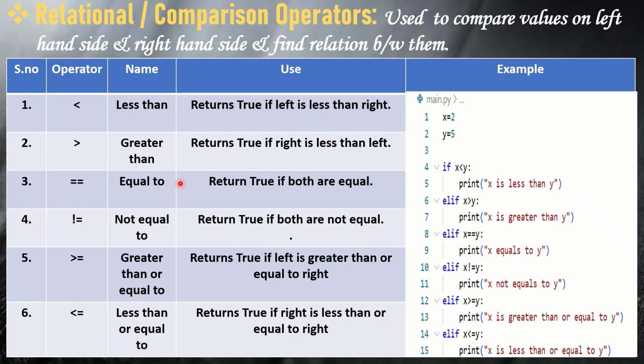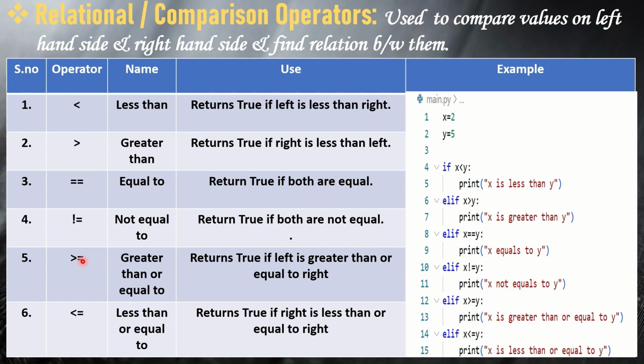Similarly, we have the equal to operator to check whether both operand values are equal or not. And we have the not equal to operator. It is the opposite of the equal operator. It only returns true whenever both values are not equal. So x not equals to y. If this condition is satisfied, it will print x not equals to y.